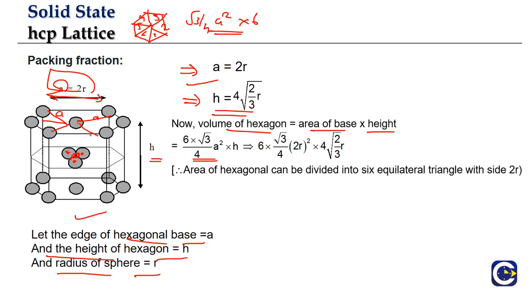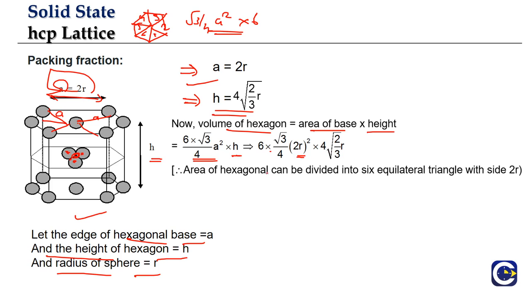As we were just saying, base area will be equal to what? You can treat the hexagon like 6 equilateral triangles. 6 into root 3 by 4 into a square. That is the area of the hexagonal plane into h. Means 6 into root 3 by 4 into, in place of a we can keep 2r square, into h, in place of h we can keep 4 root 2 by 3r.